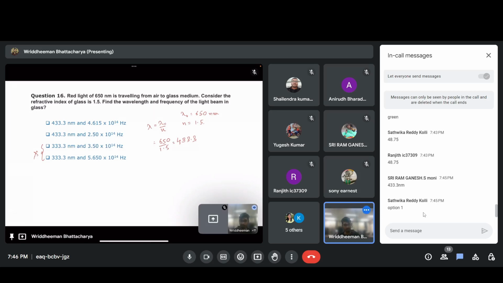Let's see. The frequency. So frequency will be given here by c by lambda. So 3 into 10 to the power 8, 15 into 10 to the power minus 9, 3 by 2 into this. Option 1 will be the correct one.